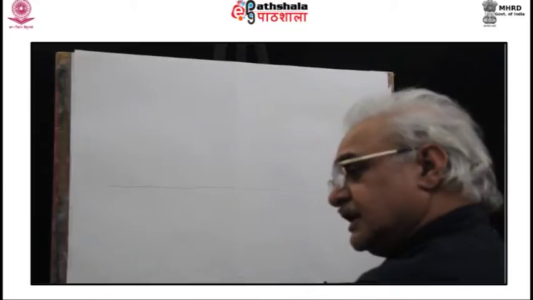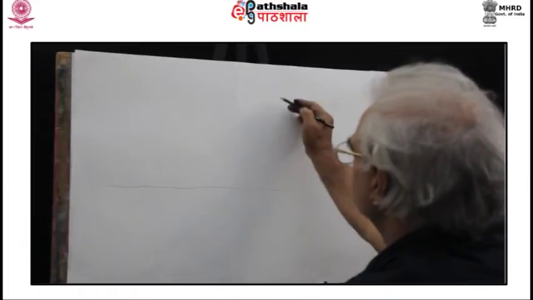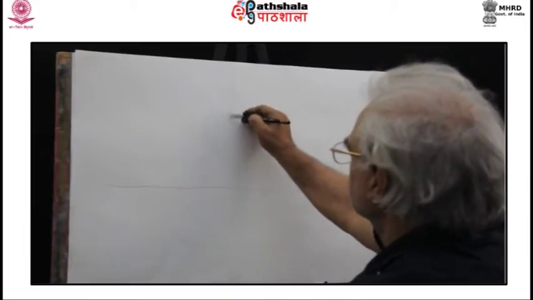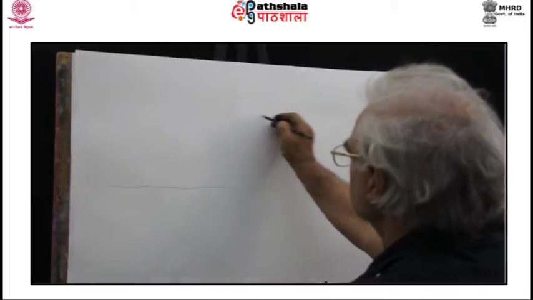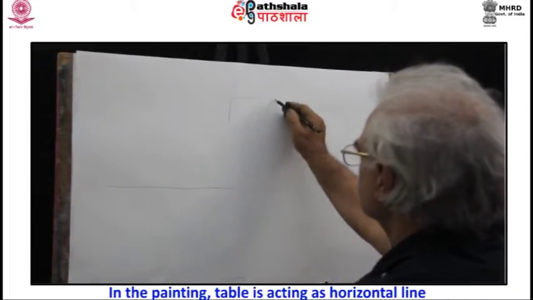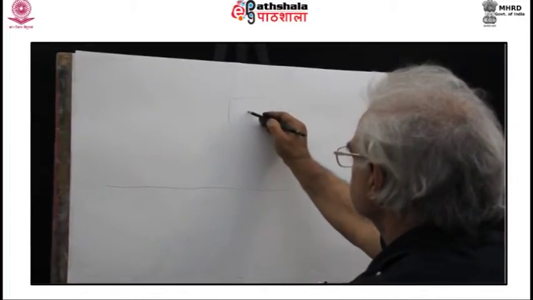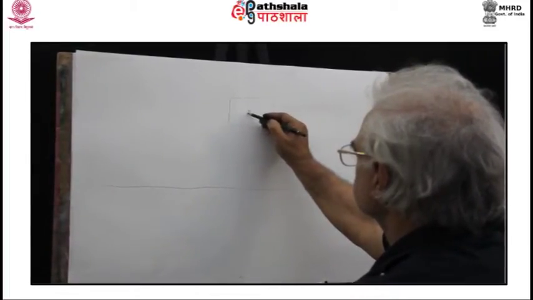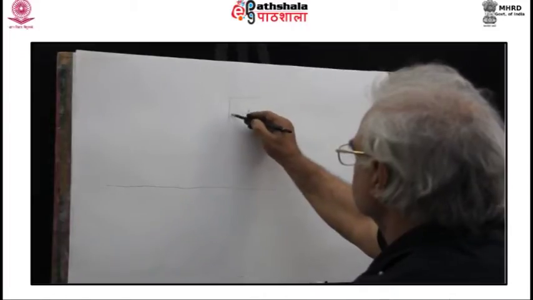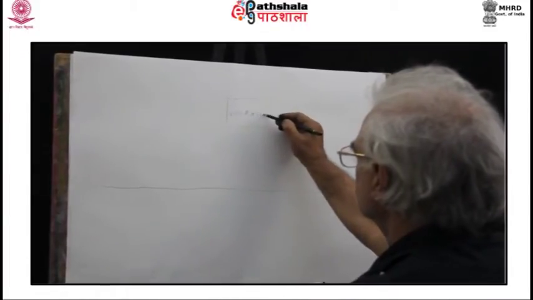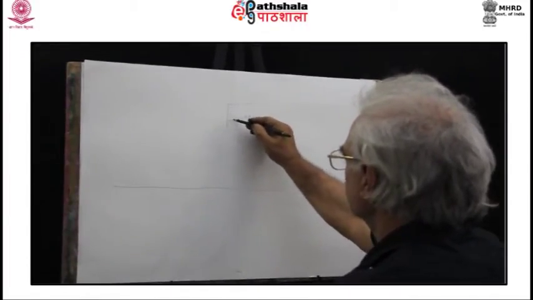Giving you the reference of a very famous painting by Leonardo da Vinci, The Last Supper. In the painting, the table is acting as the horizontal line, where Christ is placed in the center of the composition and his disciples are on his left and right side.